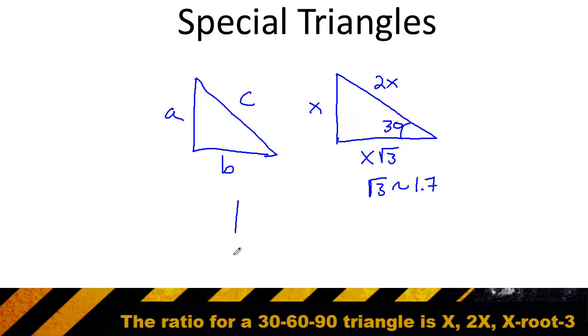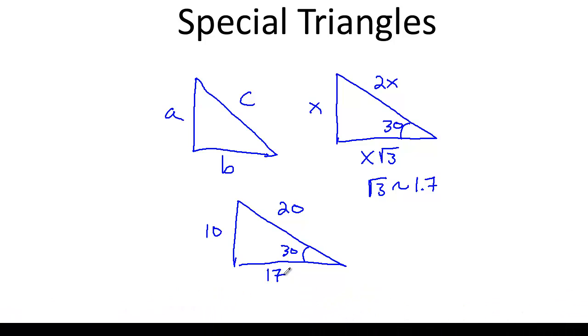So, if there was a problem that gave you a triangle, and it mentioned the angle was 30 degrees, and then it told you the opposite side was 10, you would know the hypotenuse is going to be 20, and the remaining side is going to be 10 times 1.7, or approximately 17.